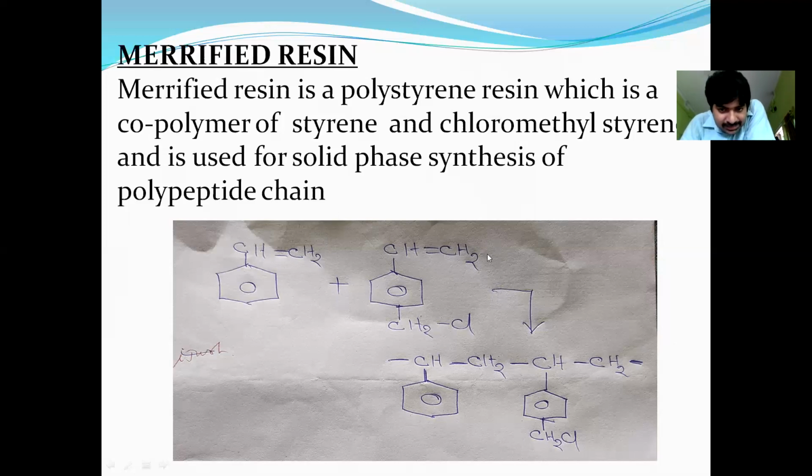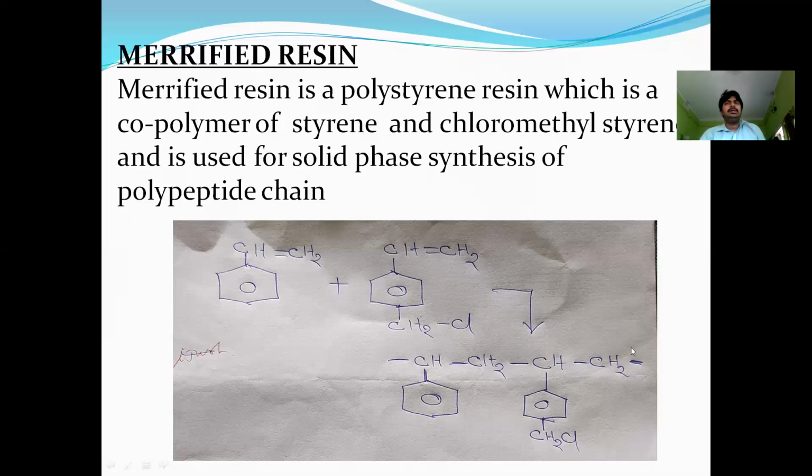This bond has become a single bond. Just see, this has become a single bond. And before this CH, there is a bond. Just see, before this CH, there is a bond. And after this CH2, there is a bond.